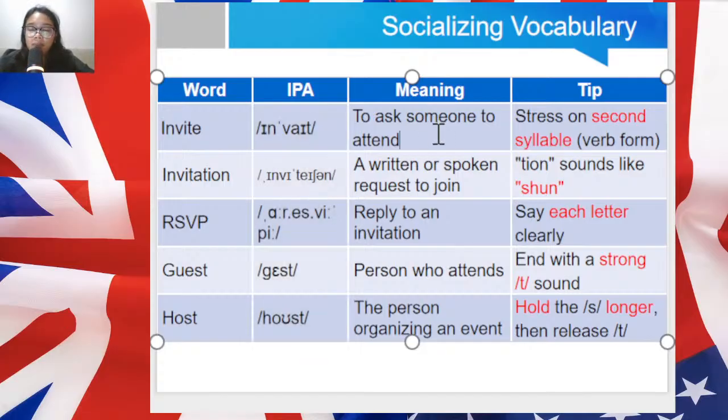Because the letters of the alphabet do not coincide with the number of sounds that we have in the English language, we have to have a guide or a framework to see how letters are pronounced correctly. In IPA, one sound, one letter. So here in invite, as you can see, this one, let me highlight that, is an example of what we call a diphthong.